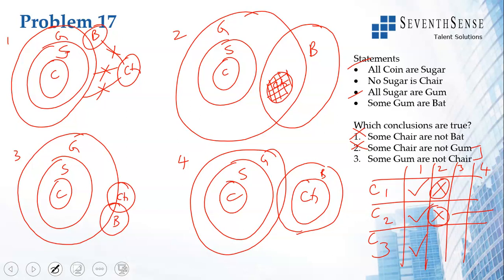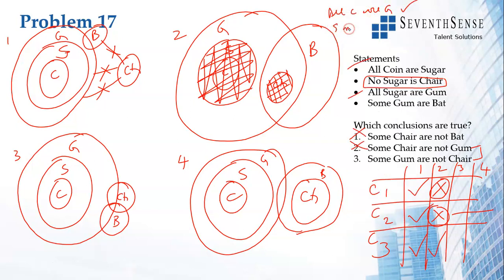All the chairs are gums, but if you see this part, this section of gums, which is also sugar, can't be chairs. No sugar is a chair, which means all the gums which are sugars can't be chairs. So this is some part of gums which can never be chairs. So in diagram 2 also this is true. Again I repeat, in this diagram, all chairs are gums. True.